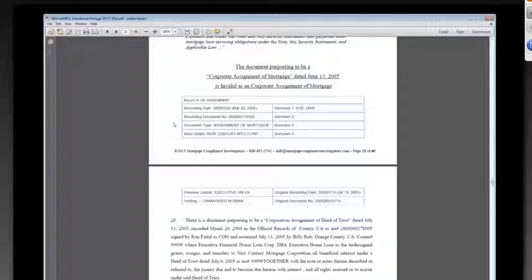Was everything done in accordance with law? That's all I'm asking. No, I wasn't there, but that doesn't mean that you cannot not follow law.